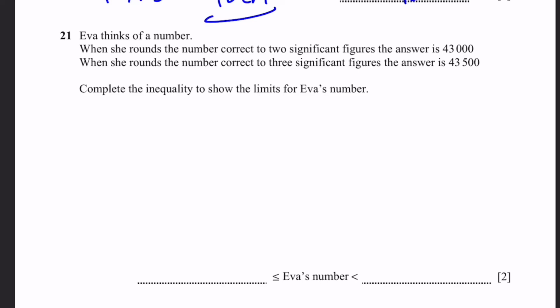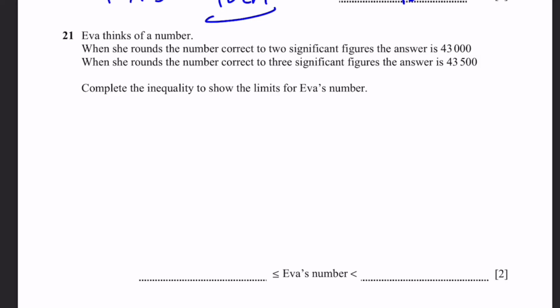When she rounds it to 3 significant figures, the answer is 43,500. Complete the inequality to show the limits for Eva's number. First, let's calculate the lower and upper bounds for 2 significant figures. So, for 2 significant figures, the answer will be 43,000. So we can see that this is the second significant figure, and it's in the thousands place, right?